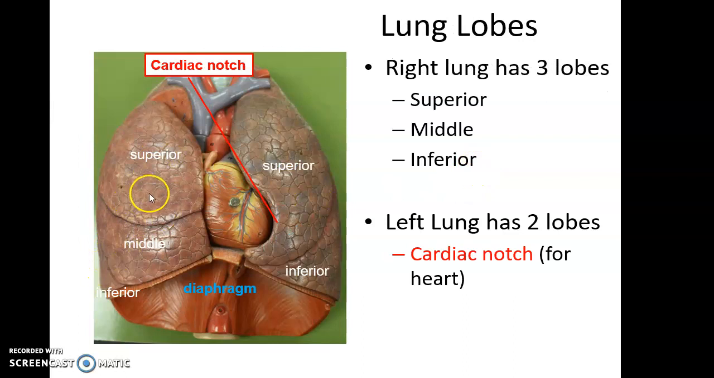The right lung has three lobes: the superior lobe, the middle lobe, and the inferior lobe. The left lung has two lobes: the superior lobe and the inferior lobe. The left lung also has this little notch here called the cardiac notch. That's making room for the left side of the heart because the left side of the heart is bigger than the right side of the heart. And then, of course, inferior to the lungs is the diaphragm, that sheet-like muscle, which is critical for breathing in.